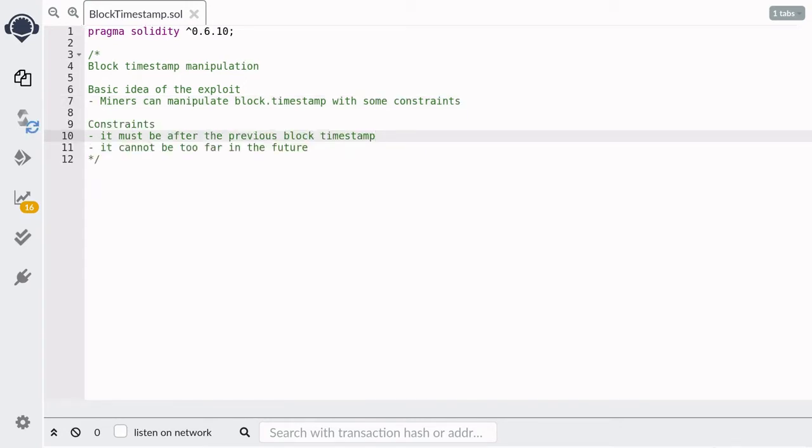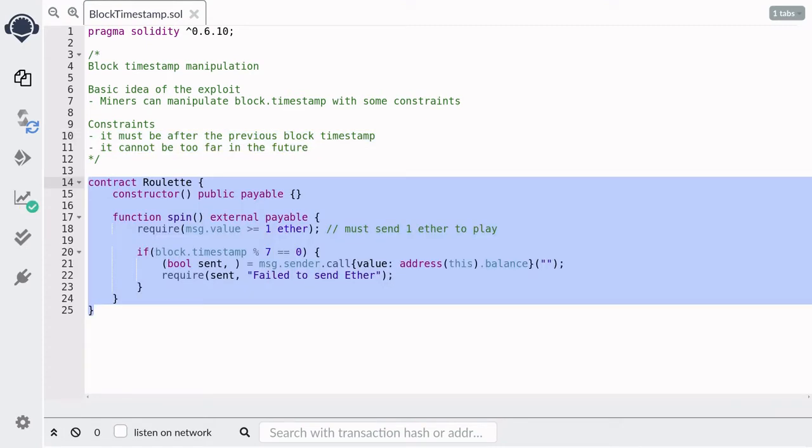The first constraint is that the timestamp must come after the timestamp of the previous block. And the second constraint is that it cannot be too far in the future. So a miner can submit a timestamp for the next block within these constraints. With these two constraints in mind, let's see how a miner can fudge the timestamp around to his advantage.